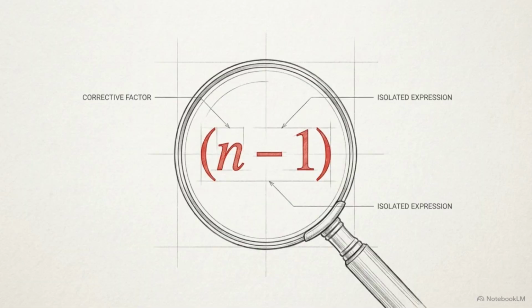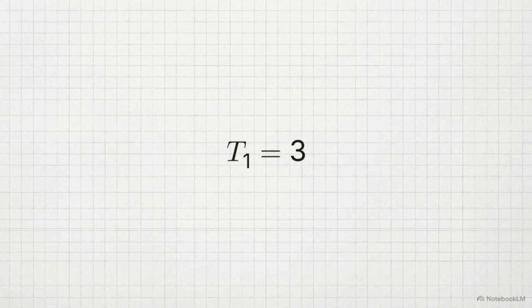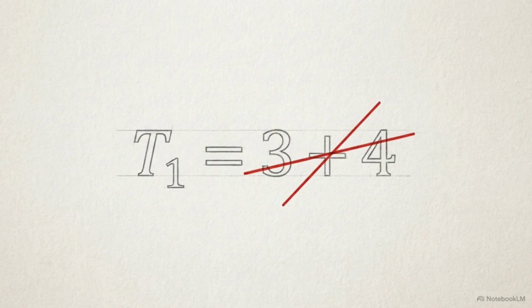It's important to see why the formula uses the bracketed n minus 1 instead of just n. If we want to find the very first term, where n is 1, then 1 minus 1 becomes 0. This cancels out the common difference, leaving us with just our starting number, 3. If we used just n, we would accidentally add an extra 4 to the first term.